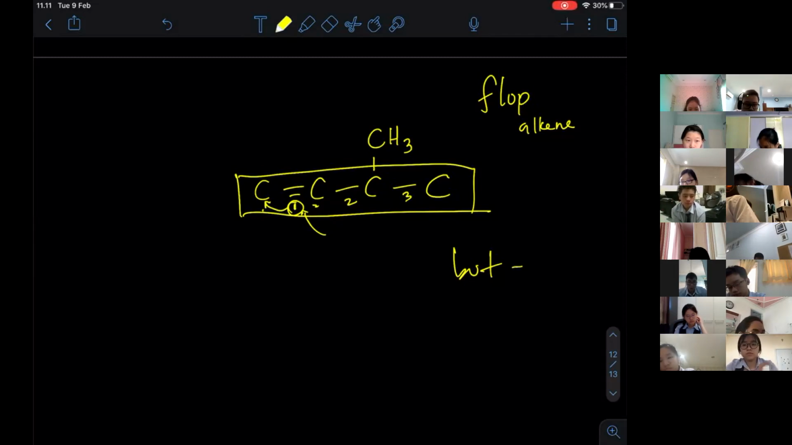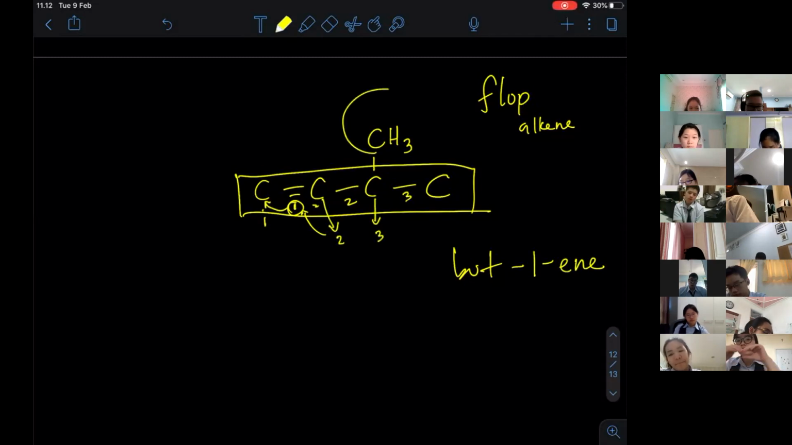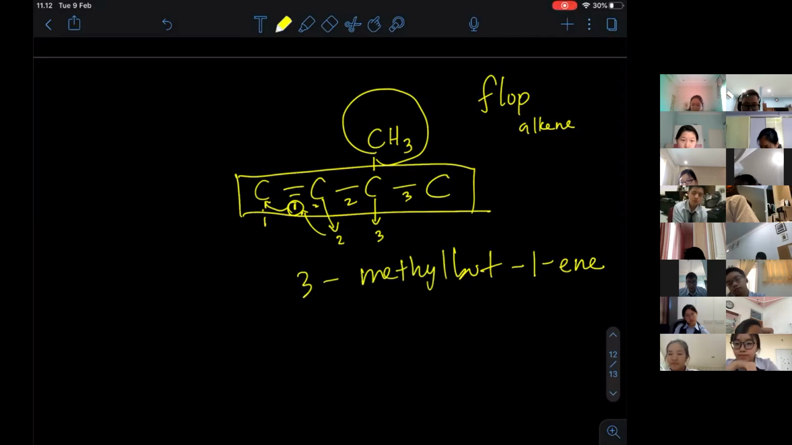So it means this is but-1-ene. Since this carbon is automatically carbon number 1, this is automatically carbon number 2, and automatically carbon number 3. So when I represent the branch for methyl, we are going to use 3-methyl. This is the same as I mentioned to you for the alcohol. It means that priority is always given to the functional group, then lastly you add in the branch.